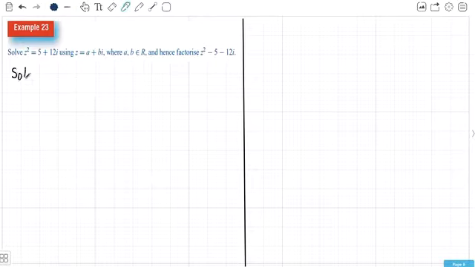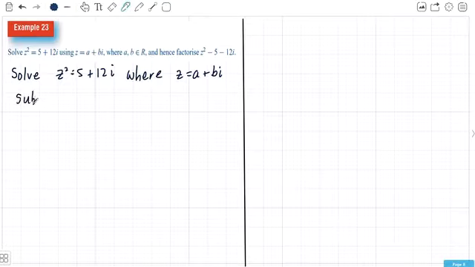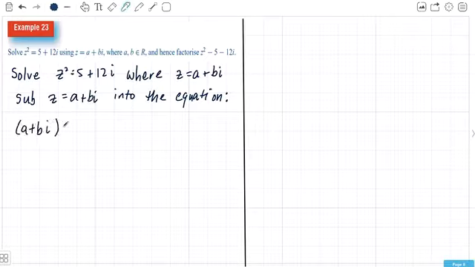So the first thing we're going to do is solve z squared equals 5 plus 12i, where z equals a plus bi. What we can do here is substitute, first of all. So we're going to sub z equals a plus bi into the equation, and we'll see what we end up with. So let's chuck it in. We've got a plus bi squared equals 5 plus 12i.